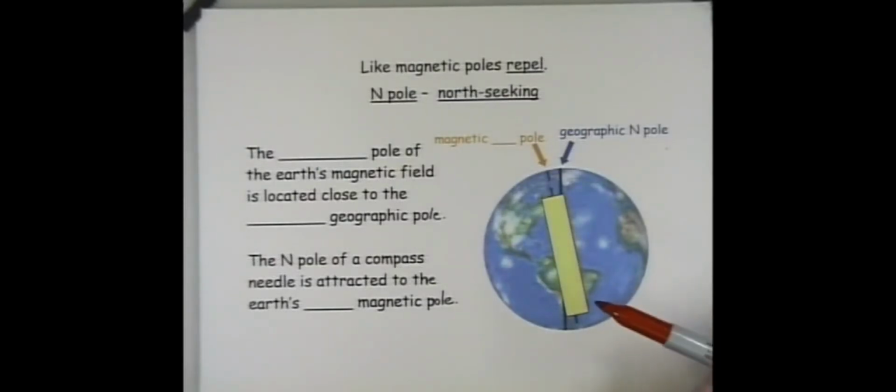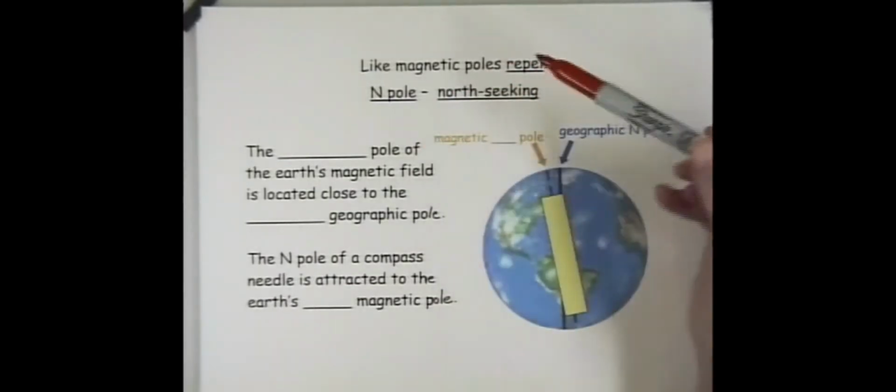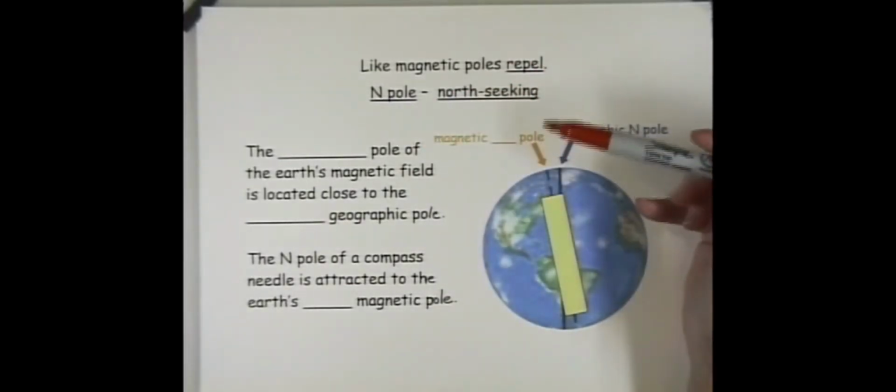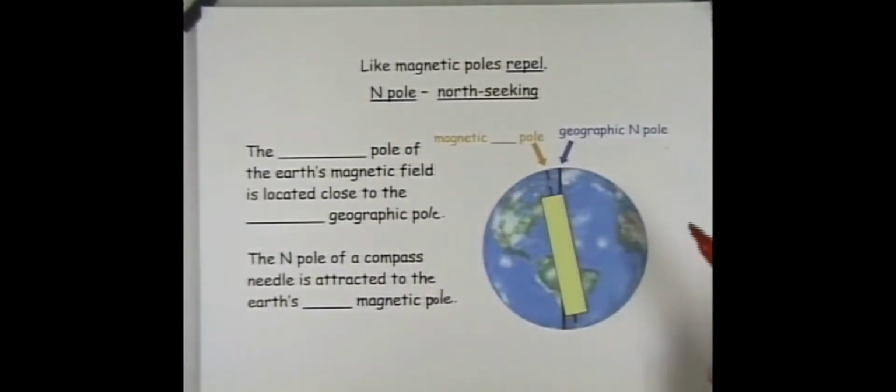The two statements that seem to contradict are these: like magnetic poles repel, and the north pole is the north-seeking pole. Seeks means is attracted to, so it seems that north attracts north. Shouldn't north be repelled by north? Yes, and here's the explanation.